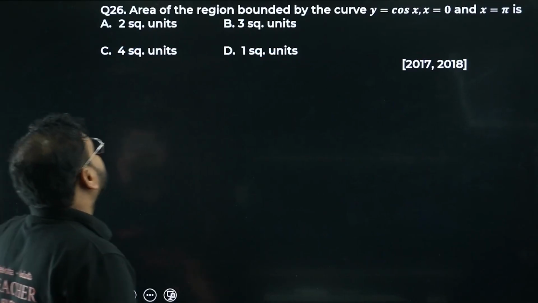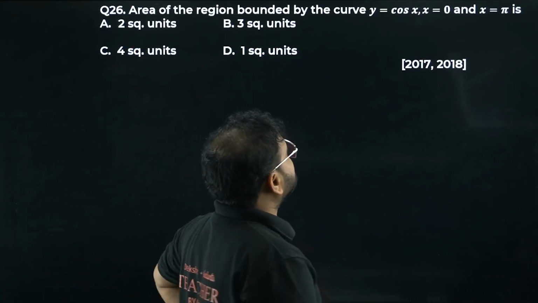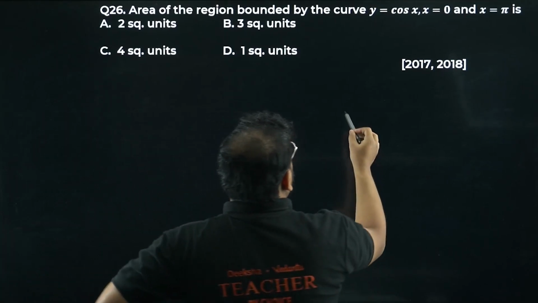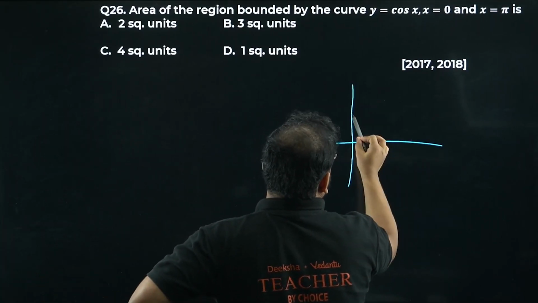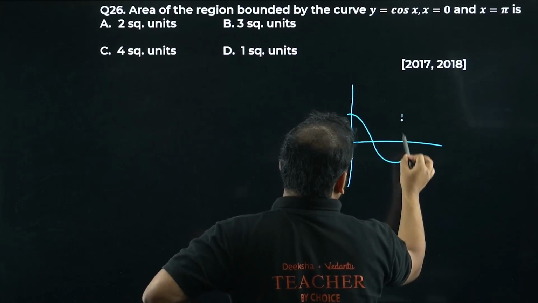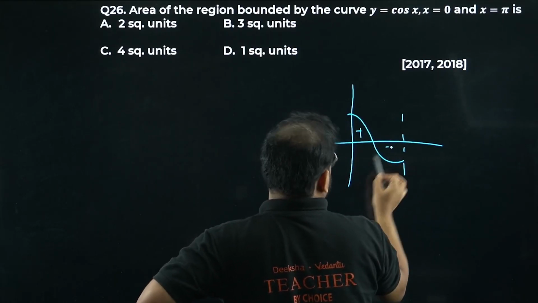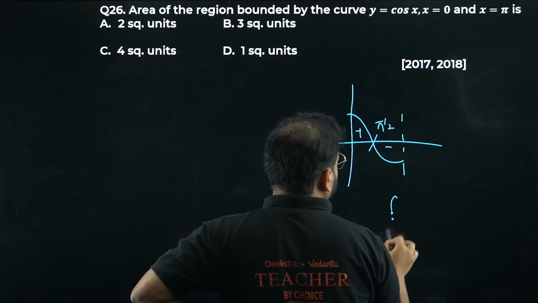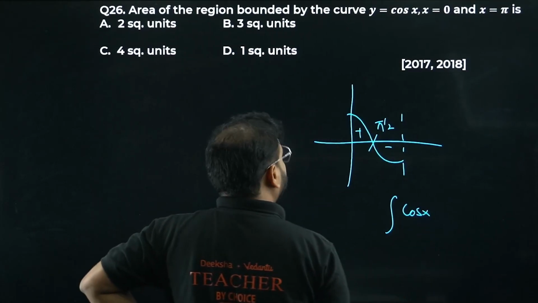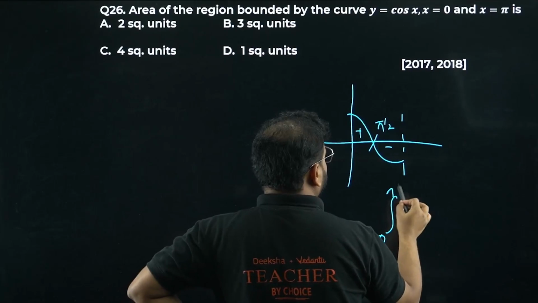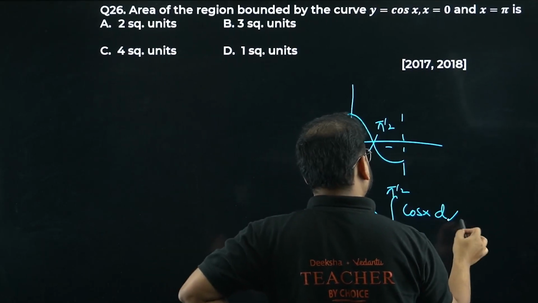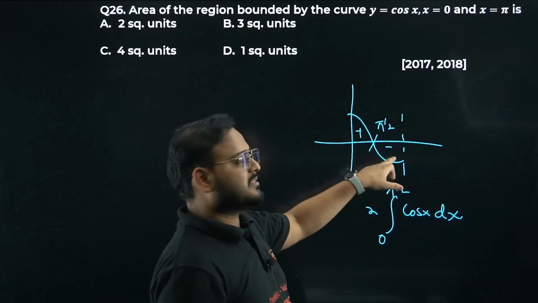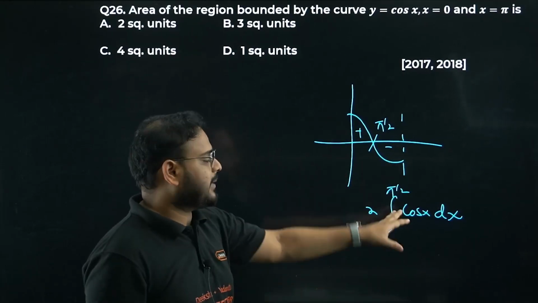25 done. 26 now. Area of the region bounded by the curve y equals cos x, x equals 0, x equals pi. Please check. Cos x starts from here, goes all the way till this point, right? Okay, I have both plus and minus sign. So basically I'm going to integrate till this part. It's symmetric, right? So I'll just integrate cos x from 0 to pi by 2 and multiply this with 2. Because if you do from 0 to pi, you get the answer as 0. Plus and minus, they'll add up, no? So you have to take this part and multiply that by 2.